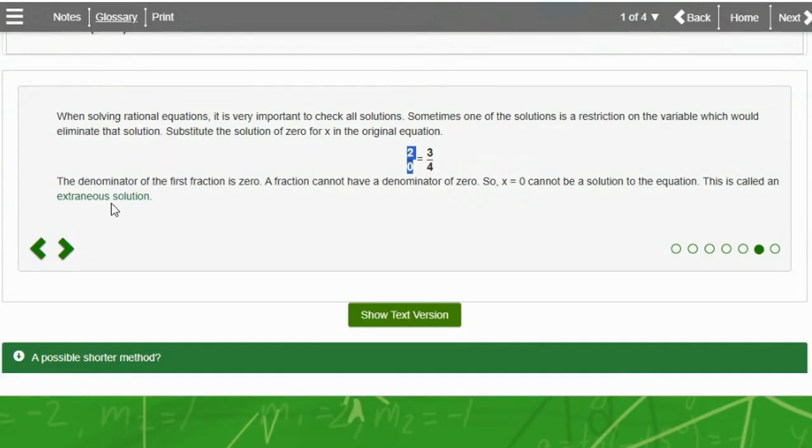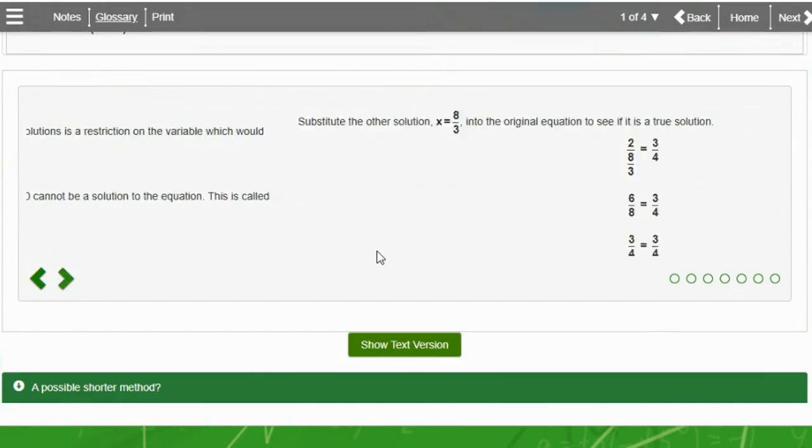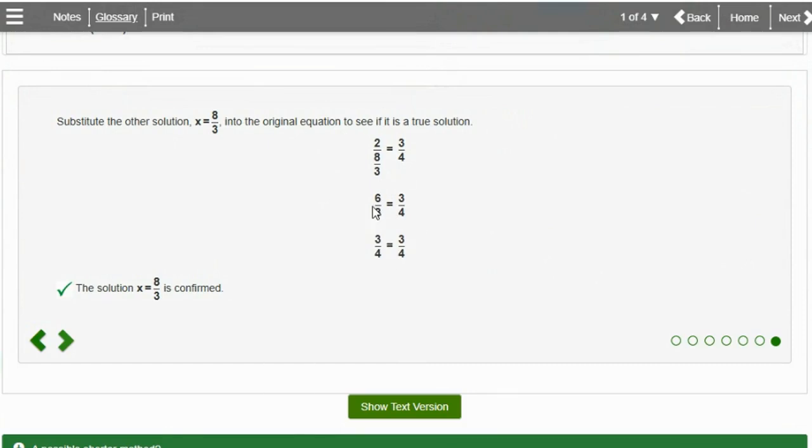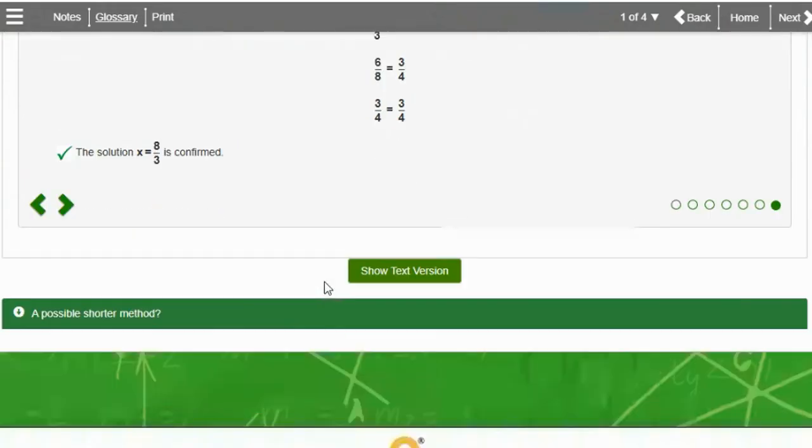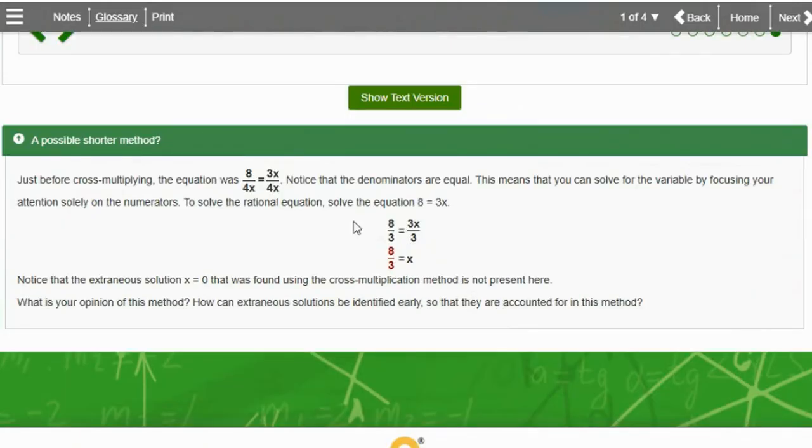So you can end up with extraneous solutions, depending on how you solve it, because they solved it with cross multiplying after making the denominators the same. But the other solution did work out just like we tested. 6/8 equals 3/4, which means 3/4 equals 3/4. So there's a possible shorter method. Now they're saying when we have the same denominator, we can just set the numerators equal to each other. 8 equals 3x. It's like, yeah, I don't know why they didn't do that the first time. But x equals 8 over 3.